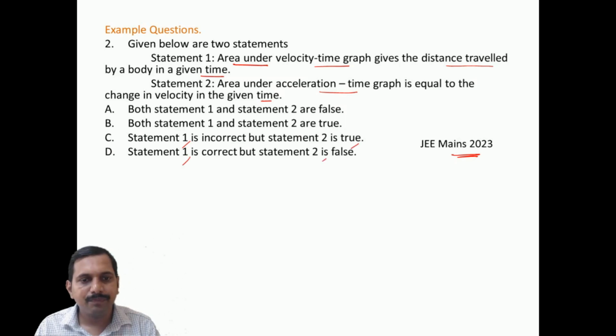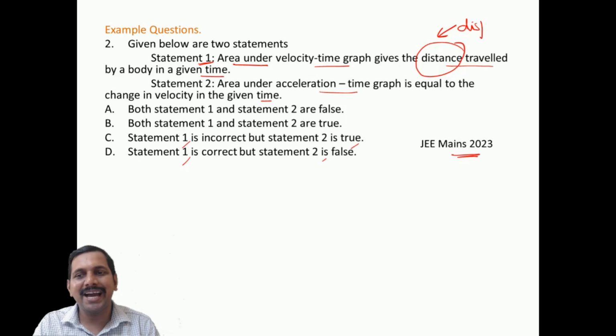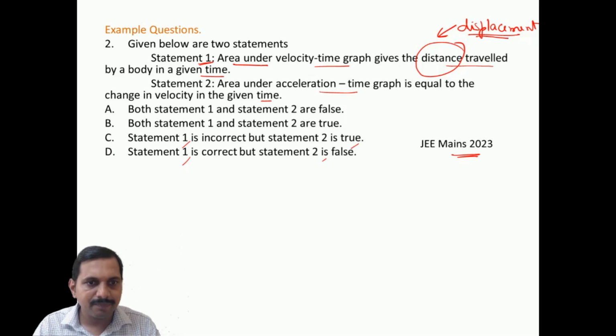Let us understand. If you see here, statement 1, what does it say? Area under the velocity time graph gives the distance. This is a mistake. It is not distance, it is displacement, as we have discussed previously, is it not? So it is displacement. And area under the acceleration time graph is equal to change in velocity.